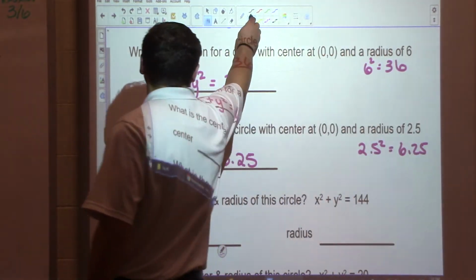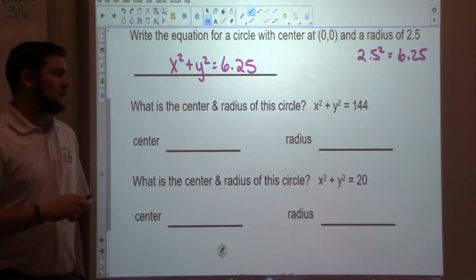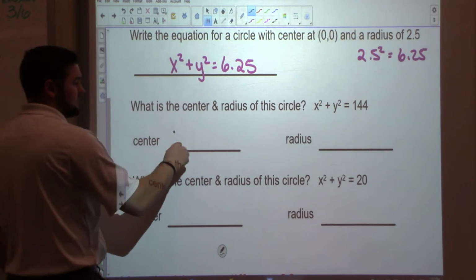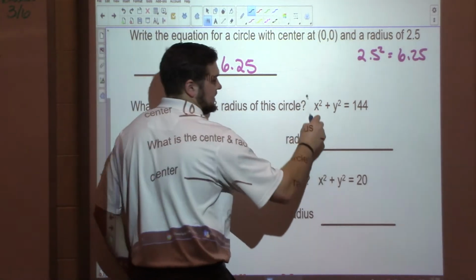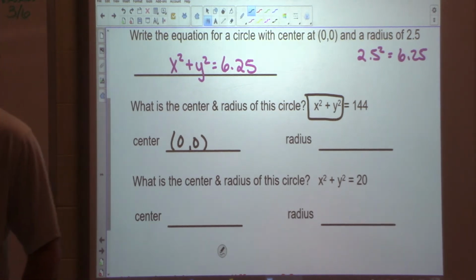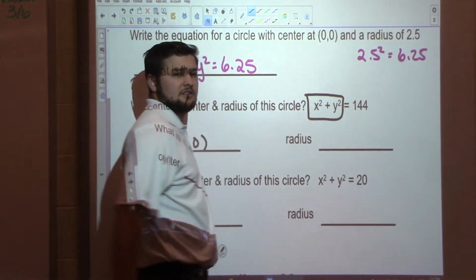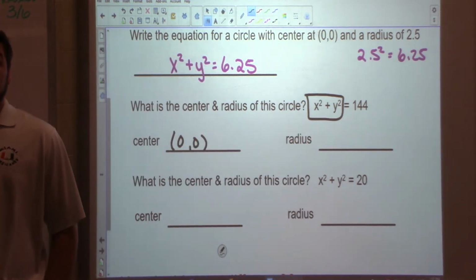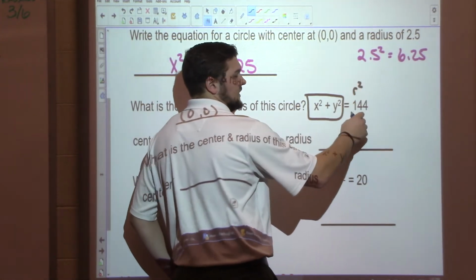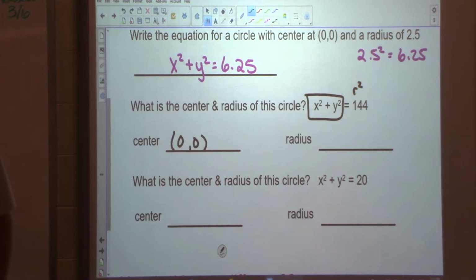Alright. Well then, let's work the other way. We give you the equation x squared plus y squared equals 144. Well, where's it centered? 0, 0, right? X squared plus y squared, guys. This piece right here tells me it's centered at 0, 0. Like I said, tomorrow we'll see what it looks like if it's not at 0, 0. And then, how do I find my radius? Square root. Square root what? 144, right? Because 144 should be the radius squared. So if I take the square root of it, I should get my radius. What do I get?